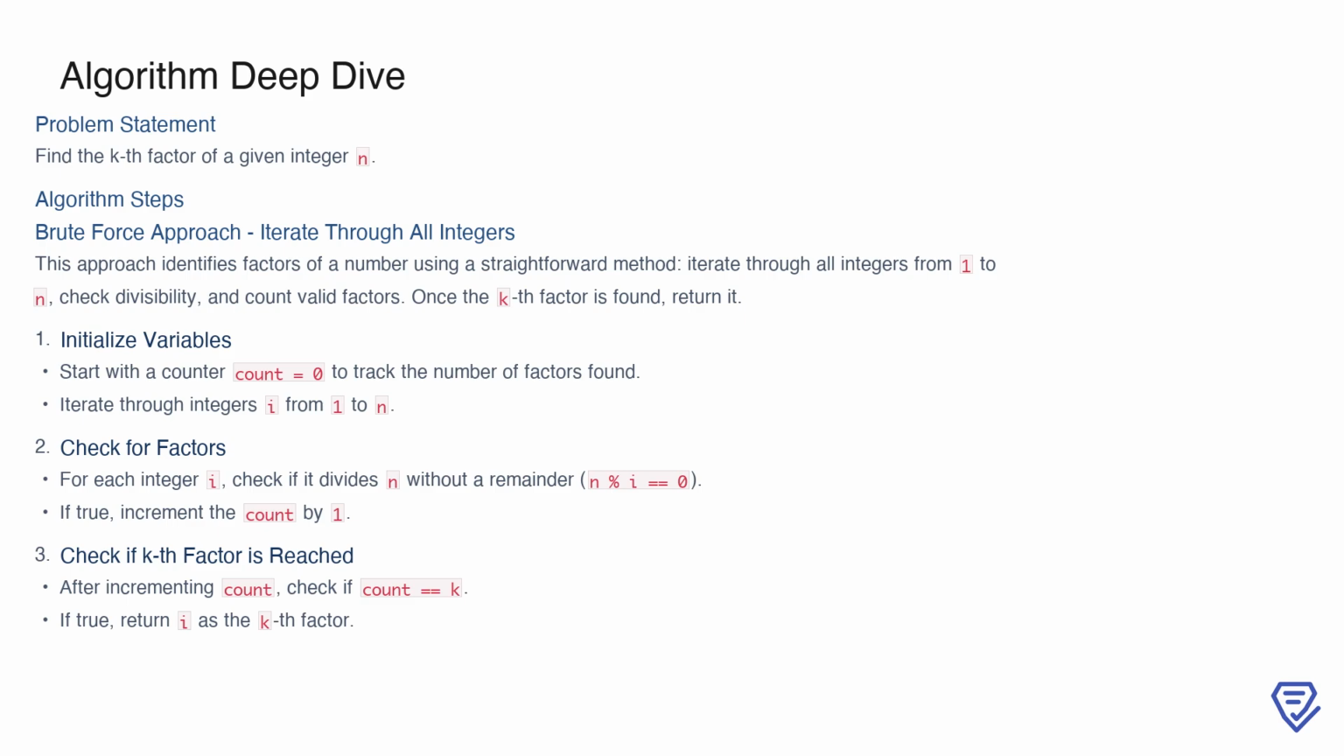First, we initialize a counter called count to 0 to keep track of how many factors we've found so far. Then, we loop through every integer i from 1 to n. At each step, we check if n % i == 0. If it is, we increment the count by 1 since i is a factor. After incrementing, we check if the count matches k. If it does, we return i immediately as the result because we've found the kth factor of n.